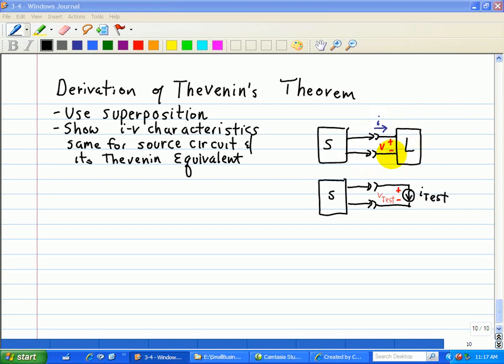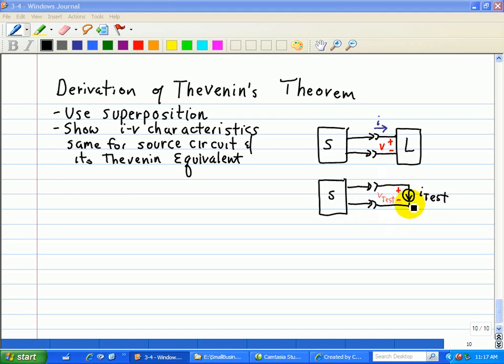Now, the way to test it is that we replace the load with an I test and a V test, and we have to make sure that the IV characteristics are the same for each of these circuits. So, the way we do this first is we turn off the I test, and this will yield an open circuit. I'll redraw that. And then we figure out what the open circuit voltage is.